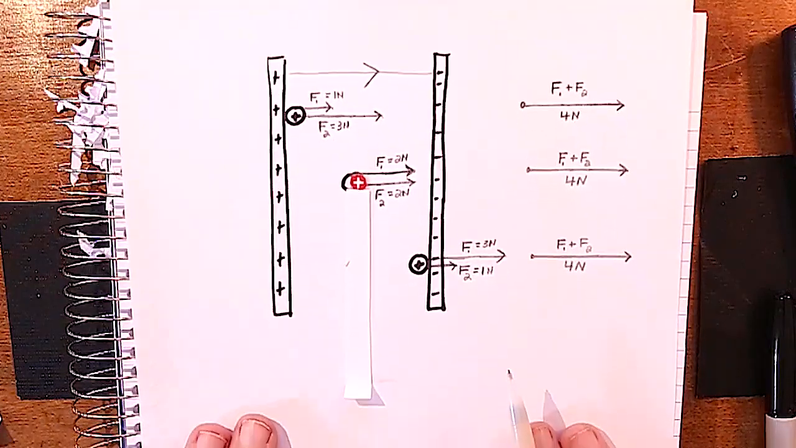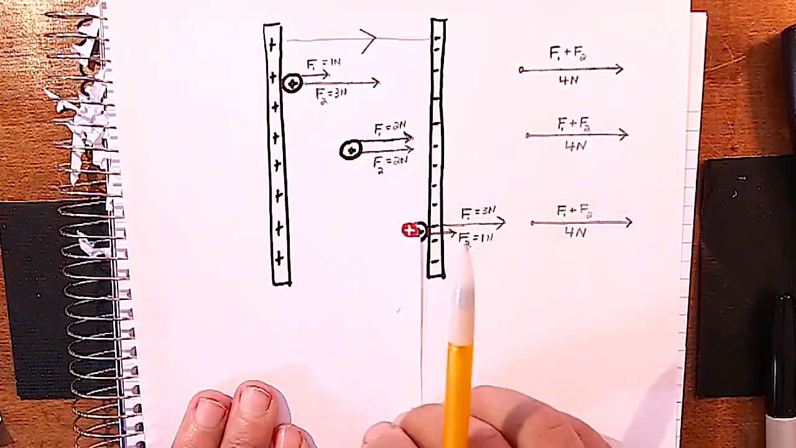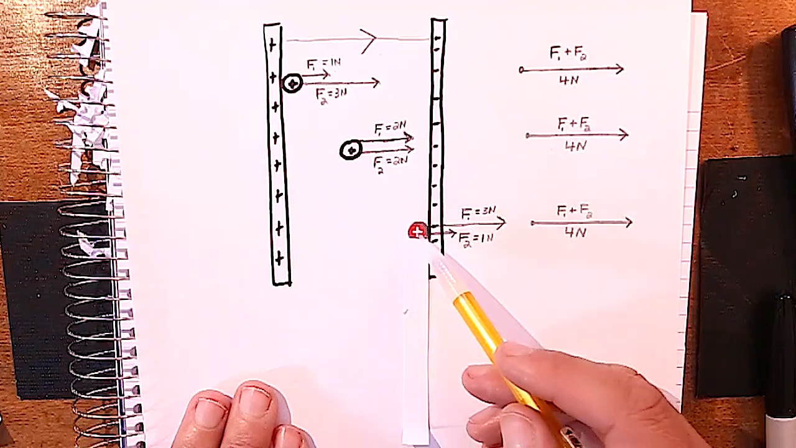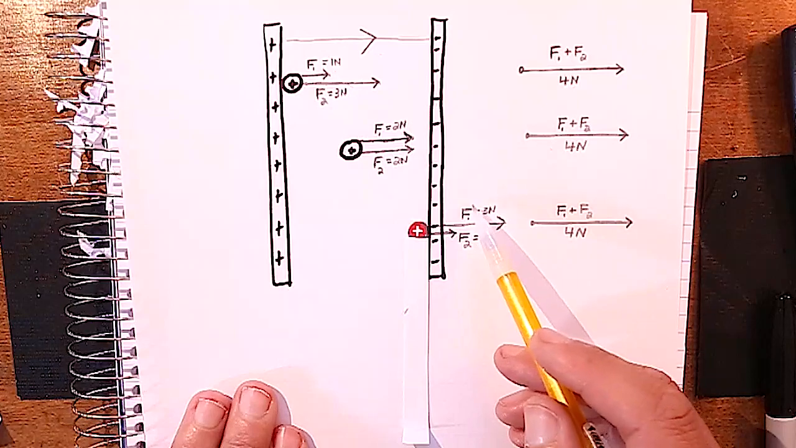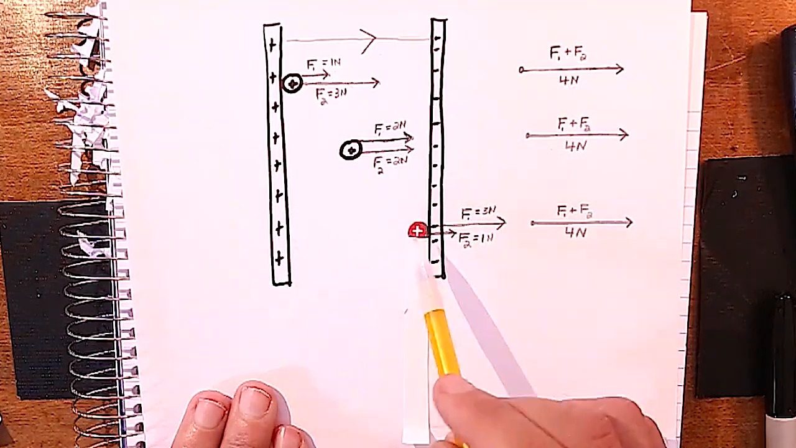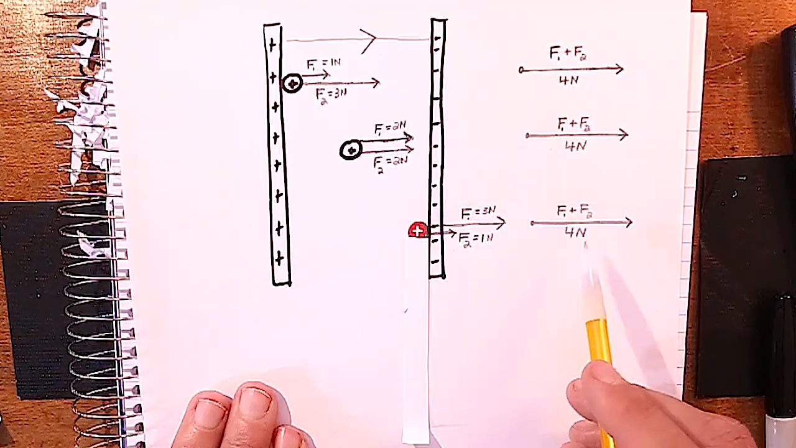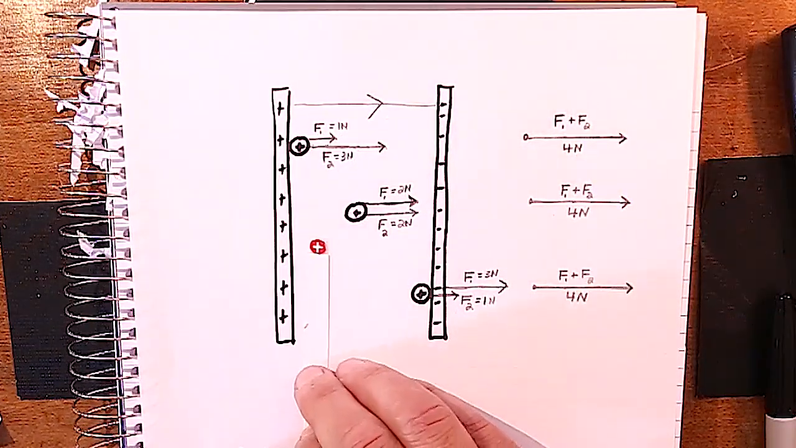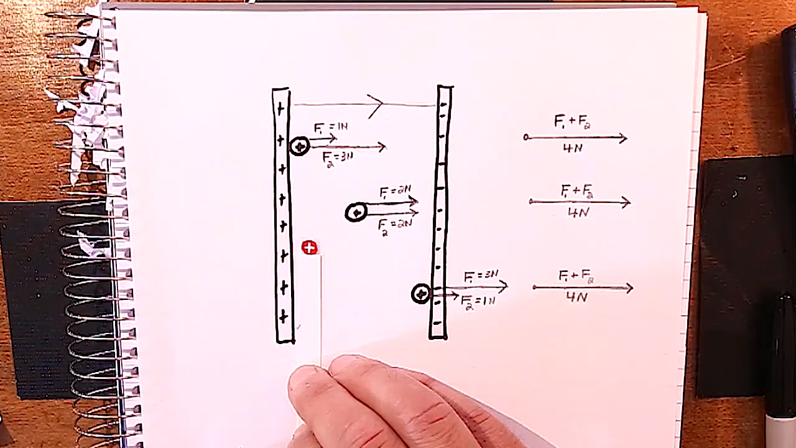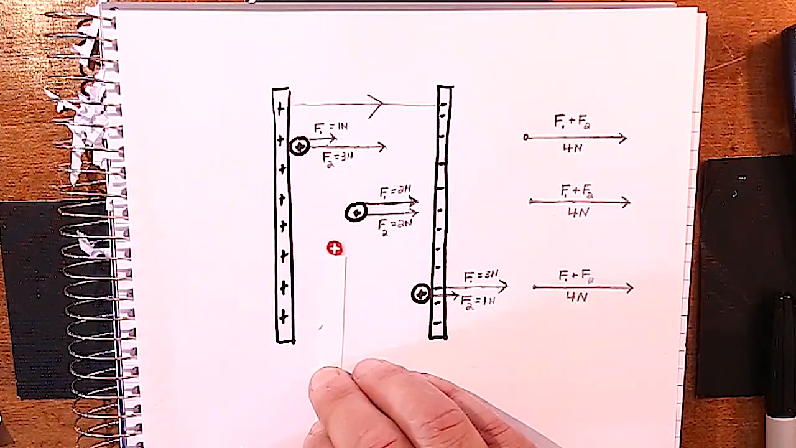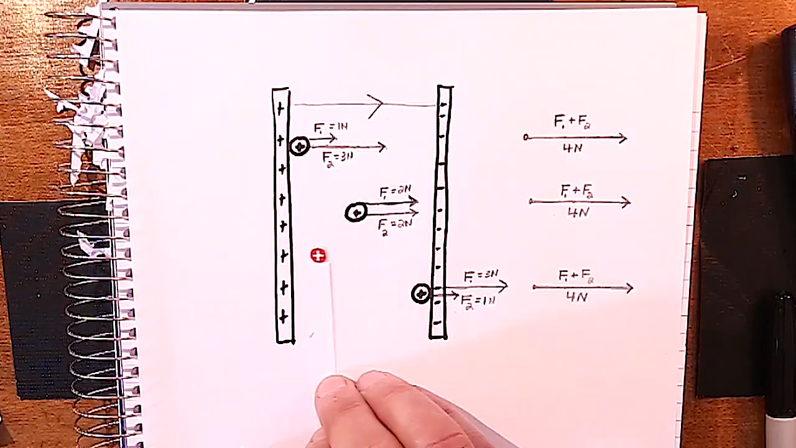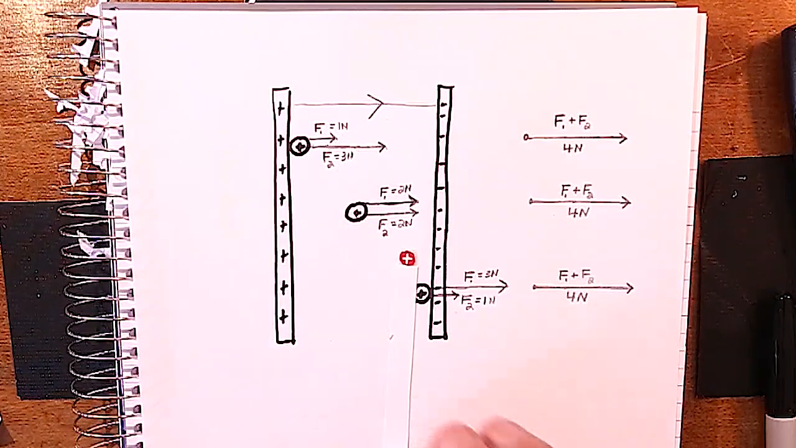And finally, if we put it on the negative plate, the force of attraction due to the positive and the negative plate is large, and the force of repulsion between the plus and plus is small, again giving us 4 newtons. So what do you need to remember for this? You need to remember that the force on a charged particle between two electric plates, the electric field is uniform and has the same amount of strength at any point between them.